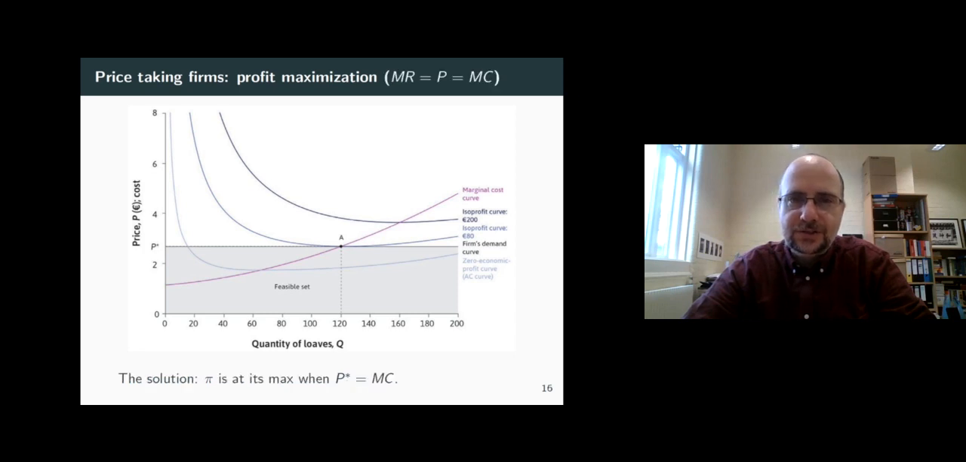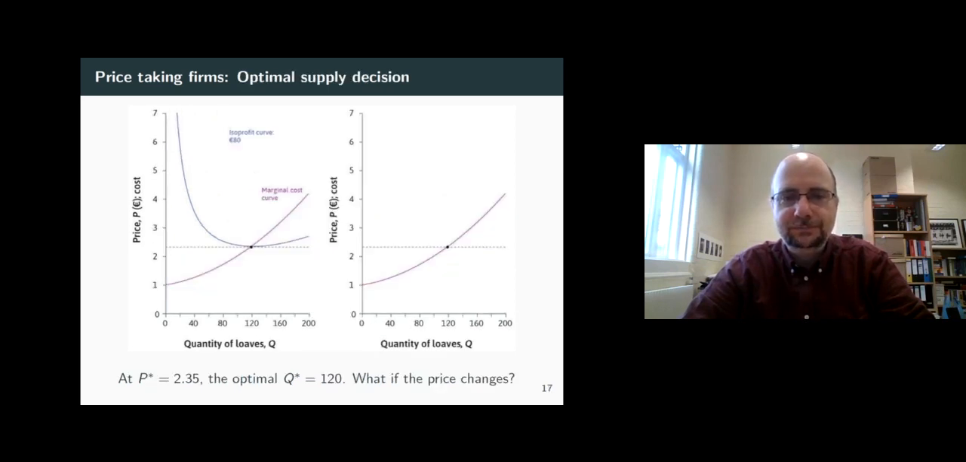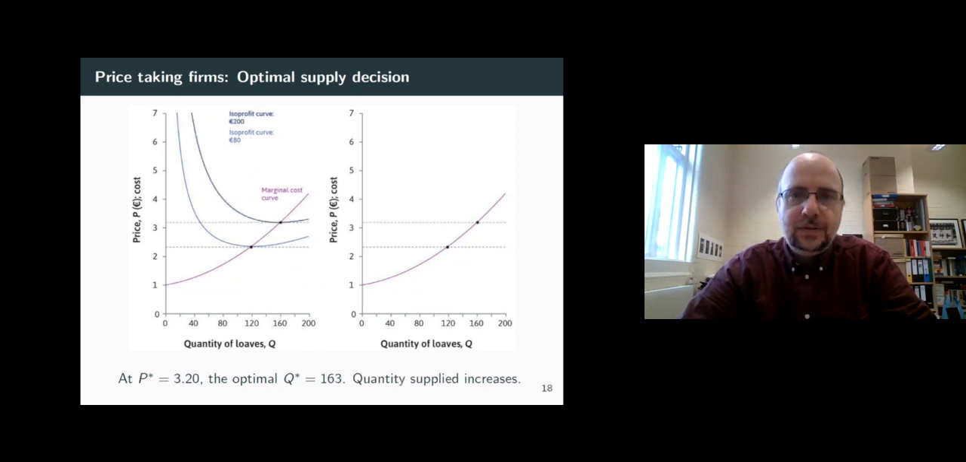But what if the price changes? Let's place all the possible prices together with the graph showing the profit maximization decision. If the price goes up, the constraint the firm faces is being relaxed. It can sell more product because the higher price covers the higher marginal costs associated with the increase in production. Note also that with a higher price, the firm can get on a higher isoprofit curve as well.